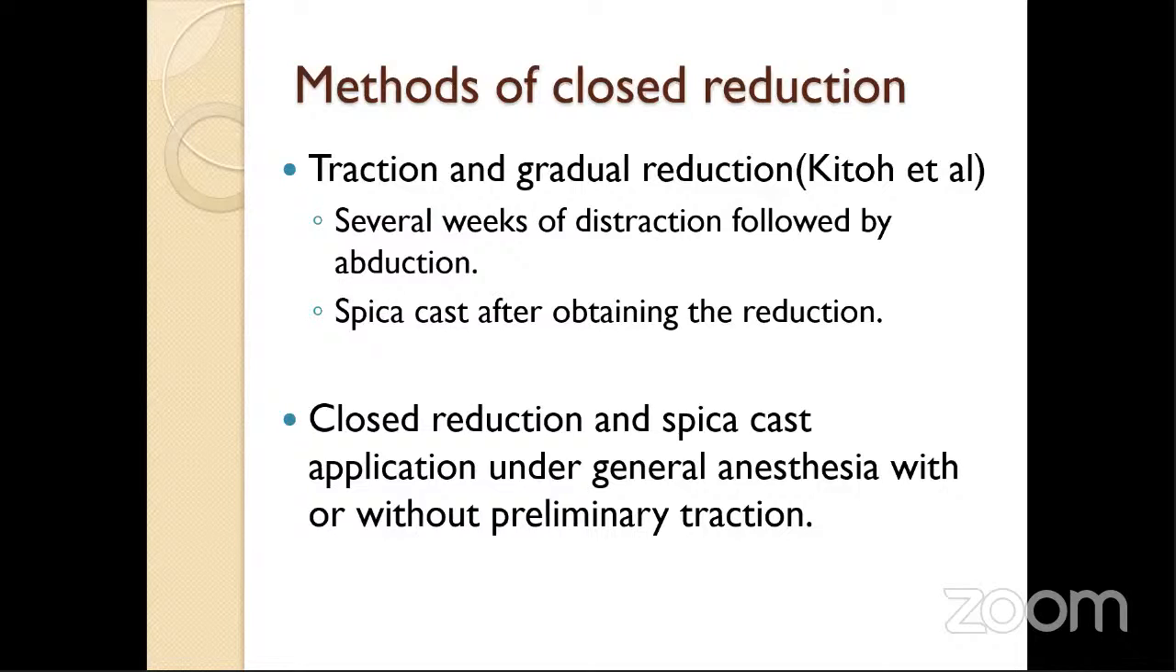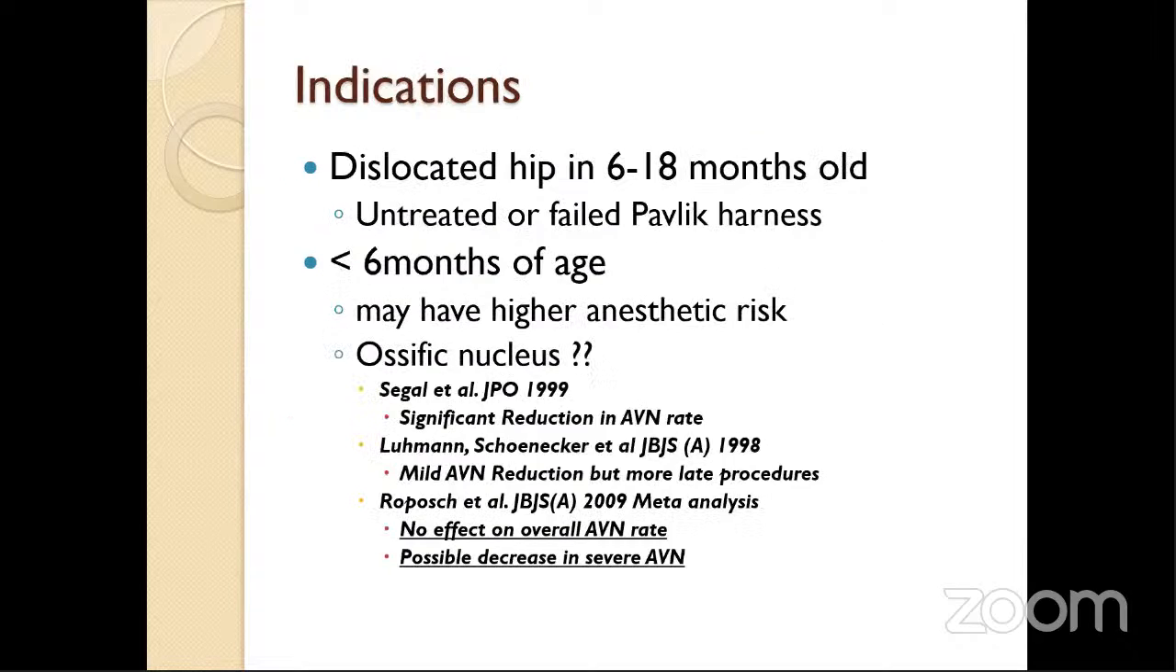What most of us do is closed reduction and hip spica cast under general anesthesia, with or without a few days of preliminary traction. So what are the indications for doing a hip spica in a child?